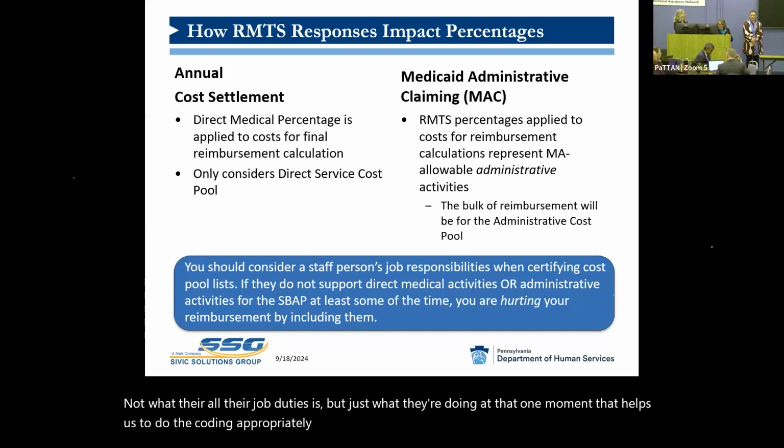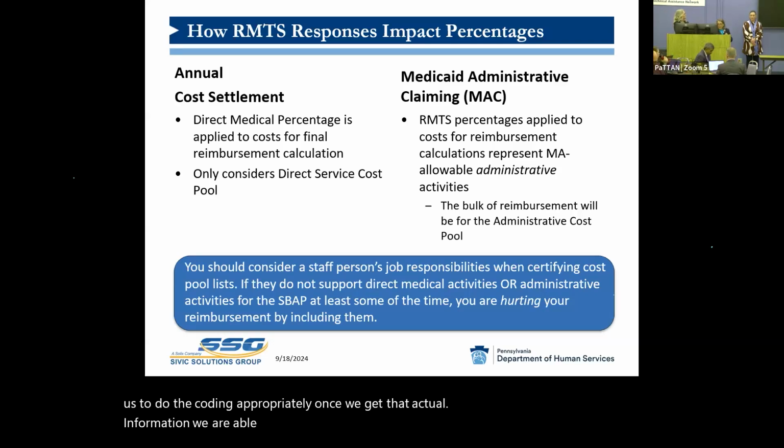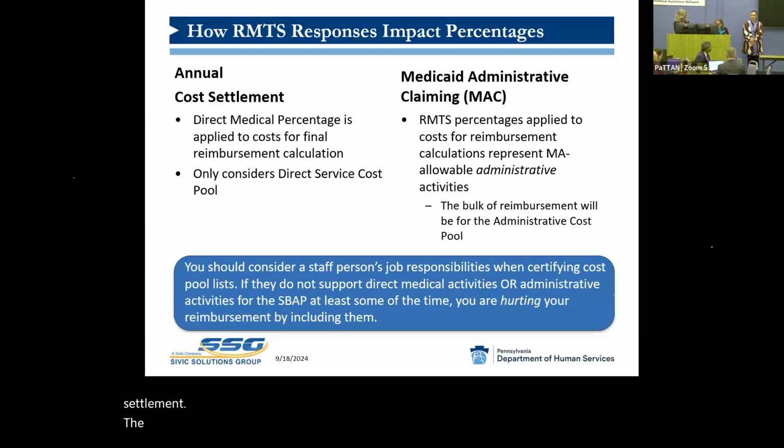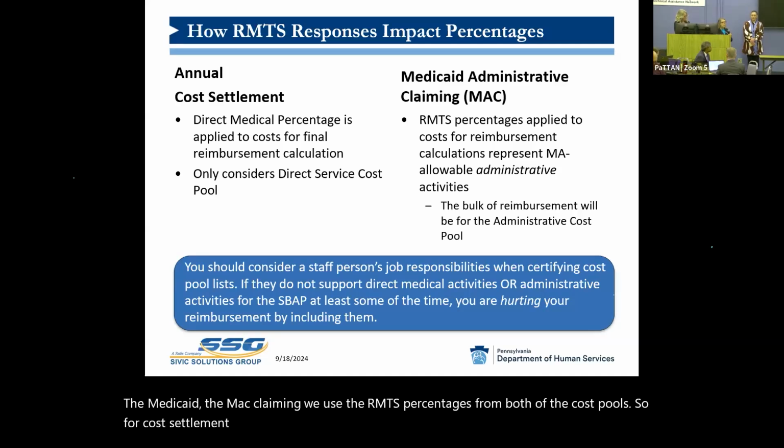Once we get that actual information, we are able then to calculate the direct medical percentages. For the annual cost settlement, the direct medical percentages is what is used in the calculation of your cost settlement. For the MAC claiming, we use the RMTS percentages from both of the cost pools. So for cost settlement, we only use the direct service. For the MAC, we use both of the cost pools.